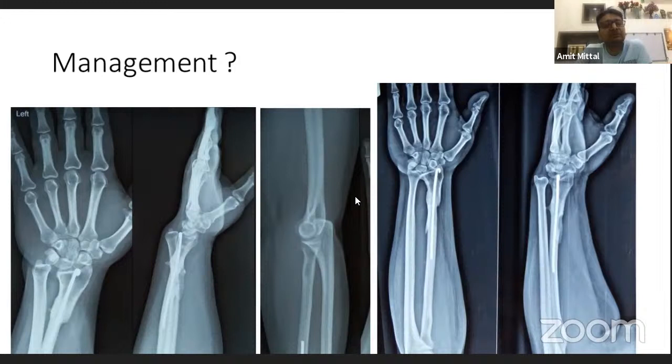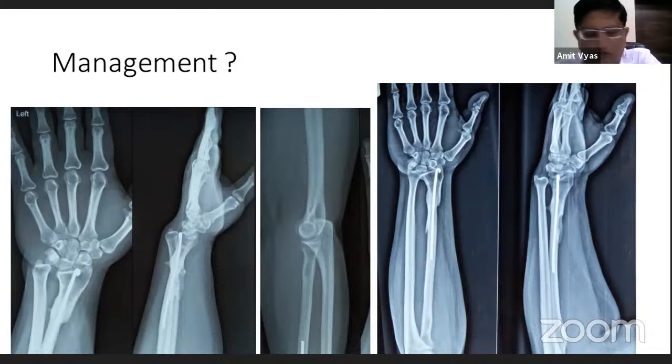But in this, as we know, the primary problem is the radius. But it has united well. So better to do an ulnar shortening osteotomy. At the same time, we can see whether it is possible to do it there or not. I think that there is no arthritis in the DRUJ. And if arthritis had developed, then we could have done a Sauve-Kapandji procedure.